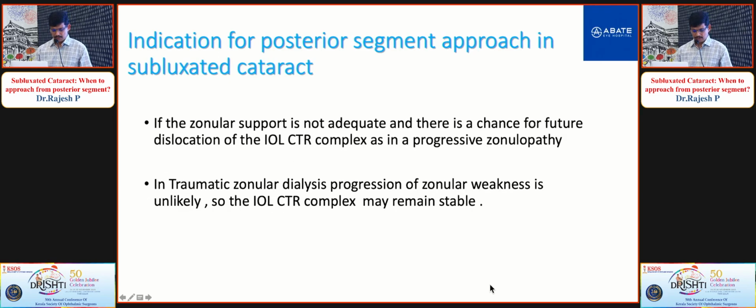Another important thing is that even when the zonular support is not adequate, as I said in pseudo-exfoliation, the problem is that the patients come back after some time with a dislocated IOL-CTR complex.